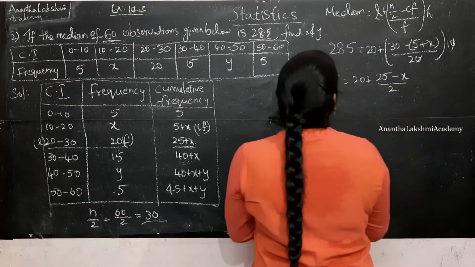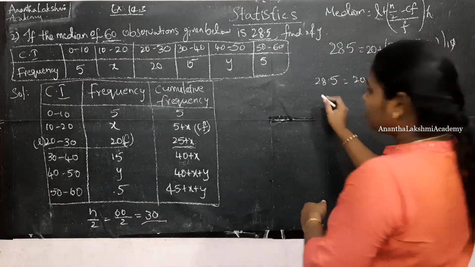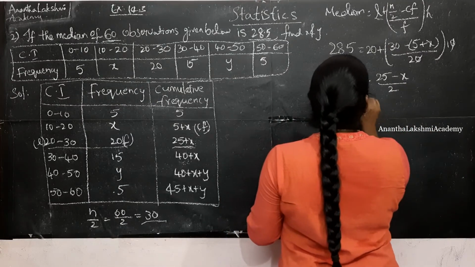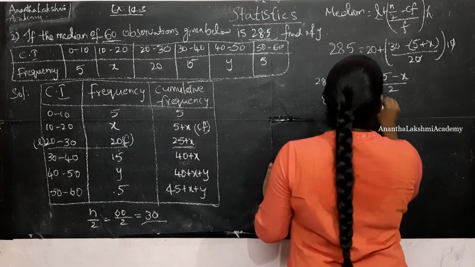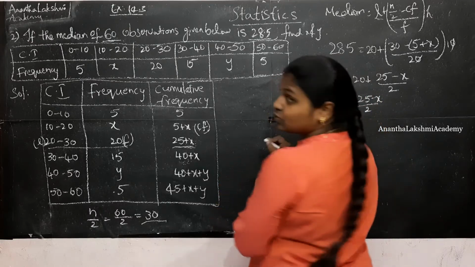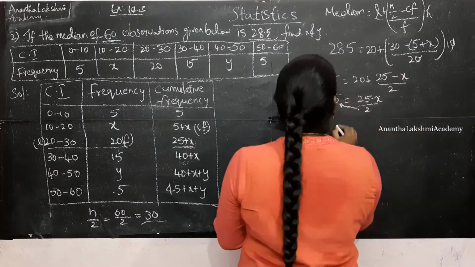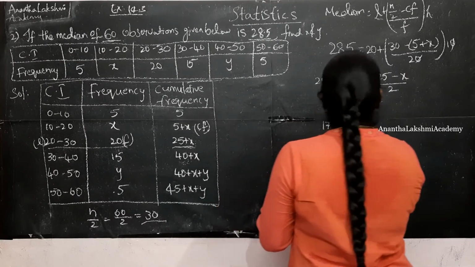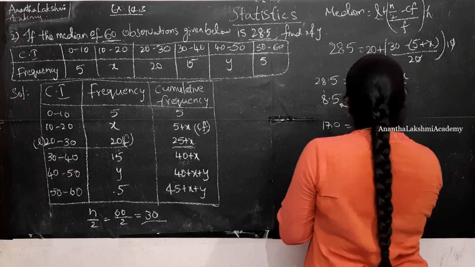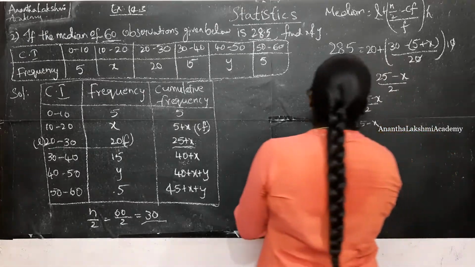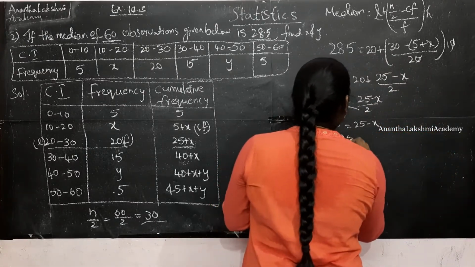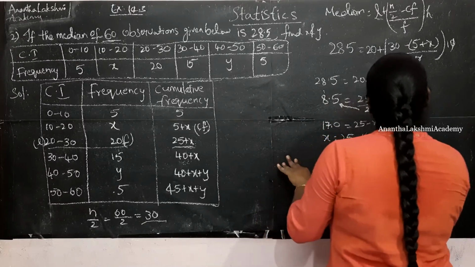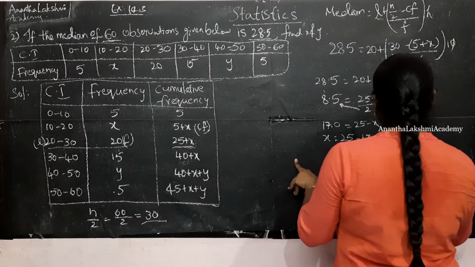Isn't it? Now get this 20 onto the other side. This becomes 8.5 is equal to (25 minus X) by 2. If you get this 2 to the other side, this becomes 17.0 is equal to 25 minus X. That implies X is equal to 25 minus 17, which is nothing but 8.